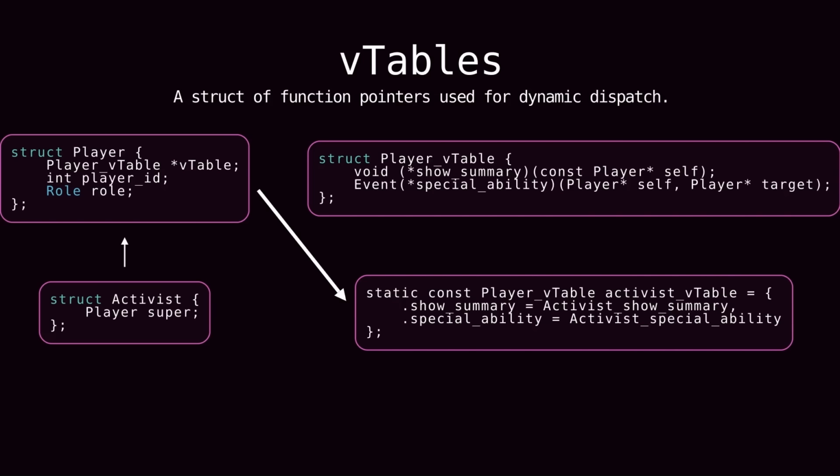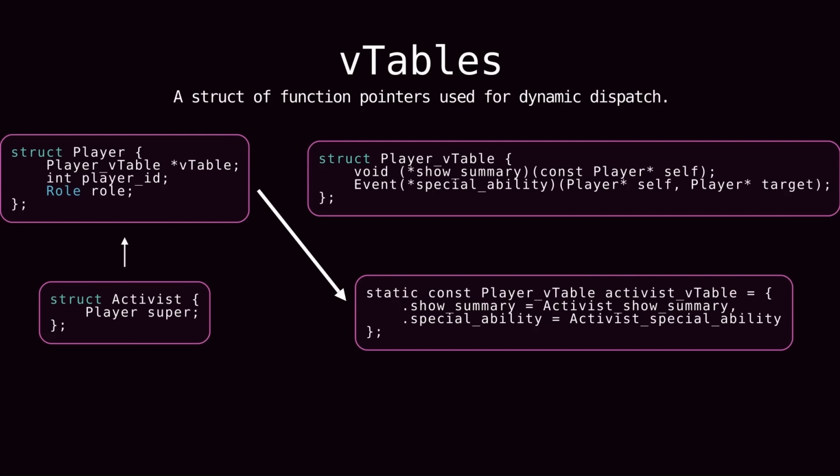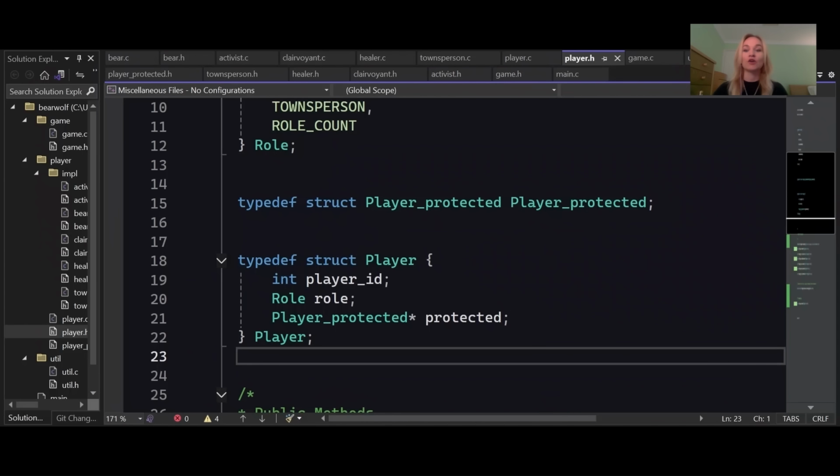Then when a concrete subtype is constructed, the pointer in the base struct, remember the vPointer, will be configured to point to the subtype's vTable, essentially hooking up the subtype's vTable to the object instance. Then, at runtime, the invocation of the correct function will occur by simply following the pointer to the vTable and then to the function in the vTable, known as dynamic dispatch. Okay, I know that was a lot to take in, but let's do it one step at a time.